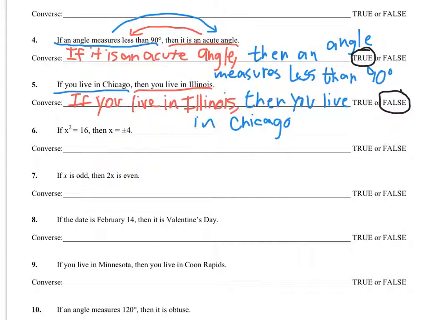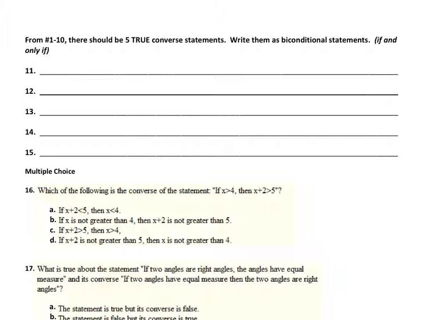Alright, now let's remember that 4 was true. That if an angle measures less than 90 degrees, then it is an acute angle. And if it is an acute angle, then an angle measures less than 90 degrees. We'll use that for our next example on the back page. From numbers 1 through 10, there should be 5 true converse statements. Write them as biconditional statements. That means we're going to use if and only if instead of if then.